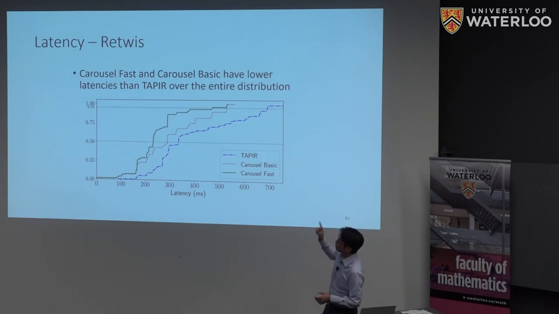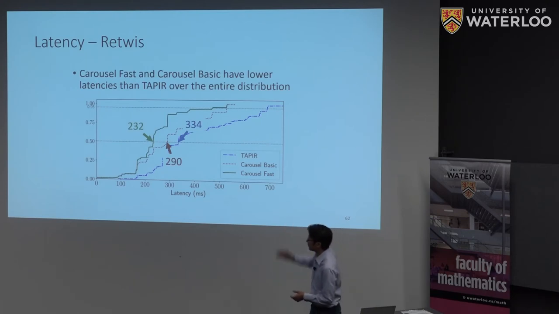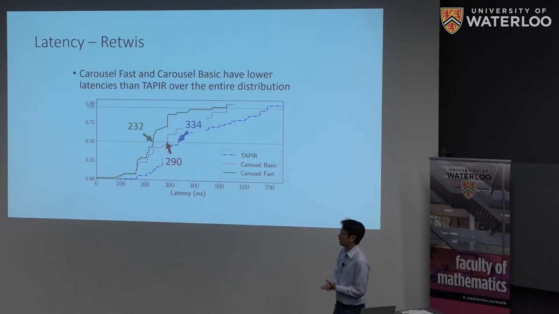And in this particular experiment, we used the Retwis workload. This is a Twitter-like transaction workload. And what we found here is that our latencies are much lower than that of Tapir. So in the median, we can complete the transactions in just 232 milliseconds compared to 334 for Tapir.